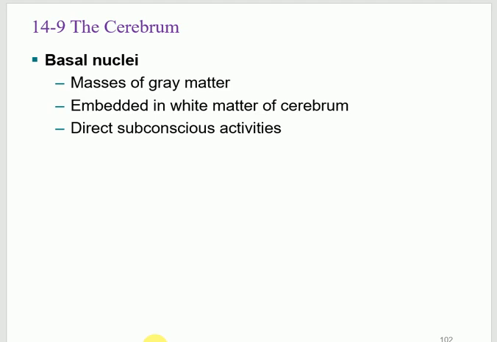Okay, now we talked about the gray outside and the white inside. The white inside, is it all white, like 100% white? No. It does have some collections of gray matter inside the white. And we call that basal nuclei. So what are the basal nuclei? Collections of gray matter within the white. This is going to control or direct the subconscious activities. What are the subconscious activities? All activities that you are not aware of. Even if you're sleeping, it's still working. This is the management of these subconscious activities.